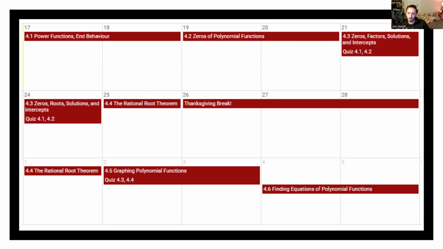I want to focus on a really stripped down version of a polynomial that we call a power function. And I really want to focus on two initial characteristics that this family of functions exhibits: whether they are even, odd, or neither, and what their end behavior is like as we go out to the edges of the graph, which way do the outputs go.